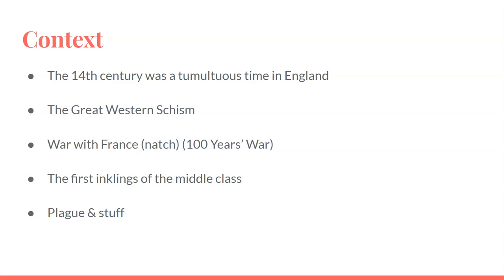So in addition to that, England was at war with France. Again, England during this time is almost never not at war with France. And specifically during Chaucer's life, they were involved in the 100 Years' War, which, as the name implied, lasted for more than 100 years, about 116. So religiously, politically, militarily, there's a lot going on.